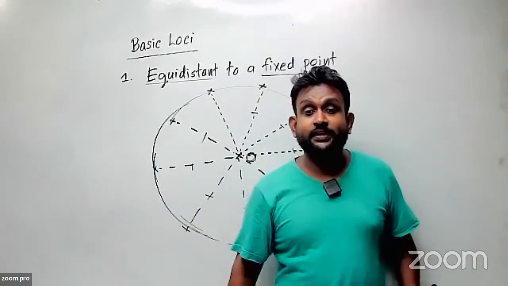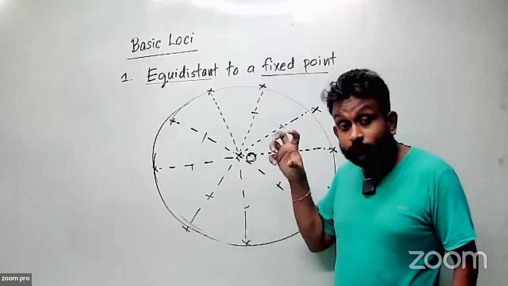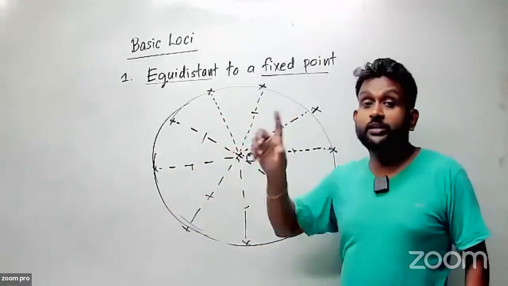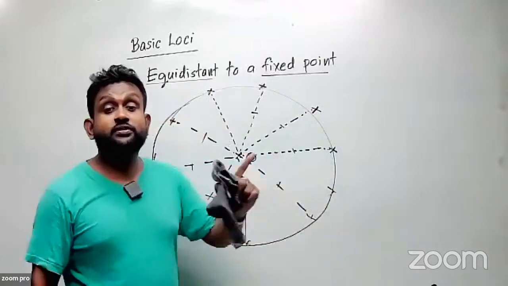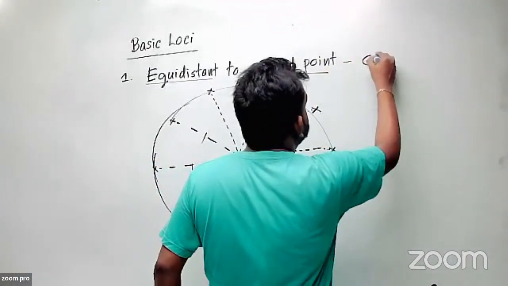Now what is the case here? When you need to travel equidistant to a fixed point, you have to travel through a circle. So that is the first locus. Equidistance to a fixed point is a circle. That name is the circle.